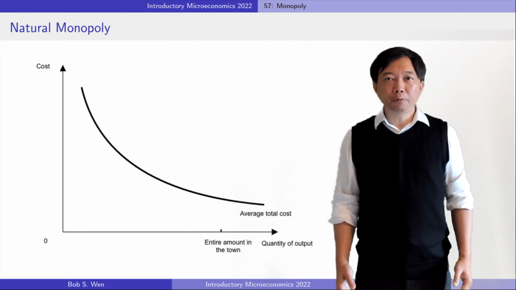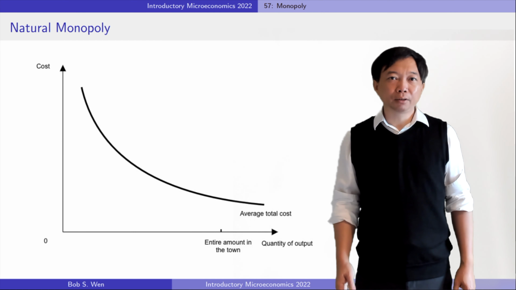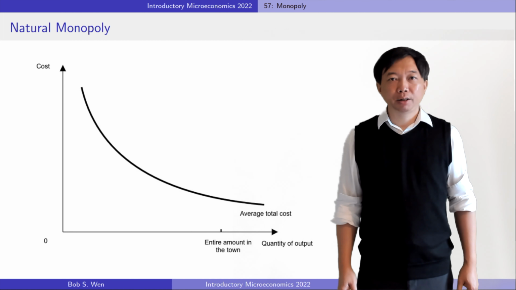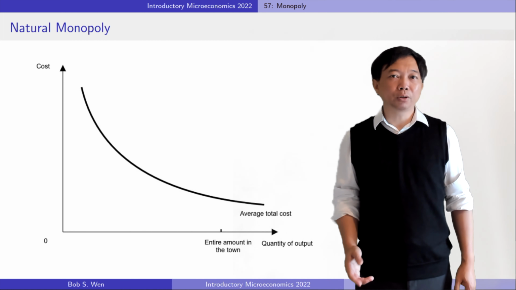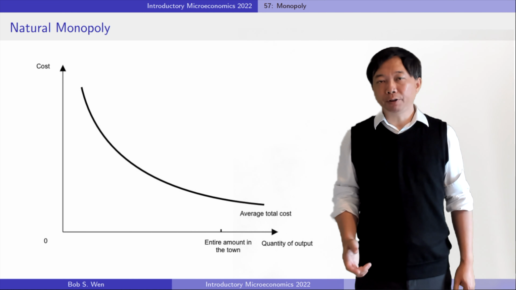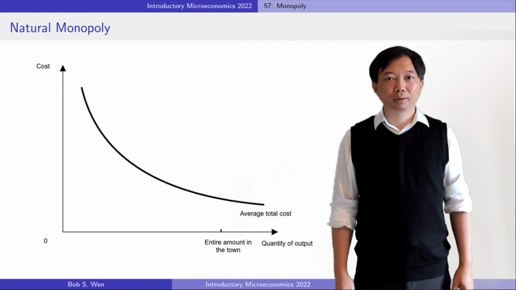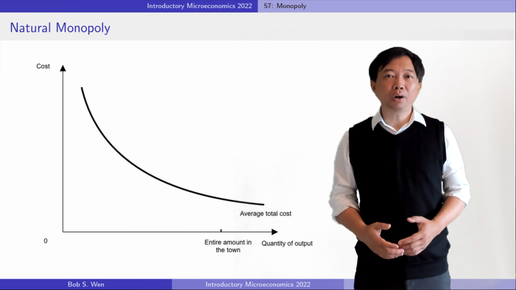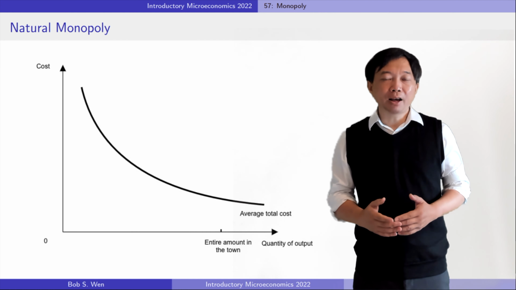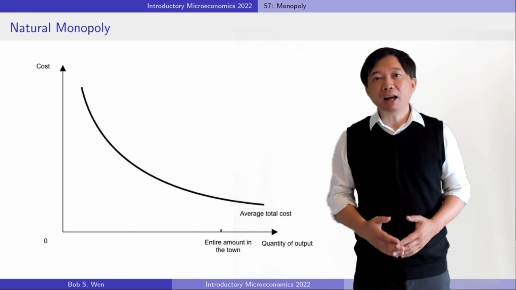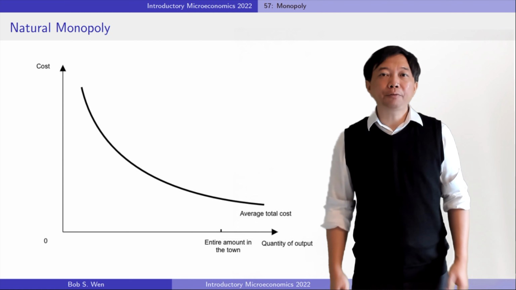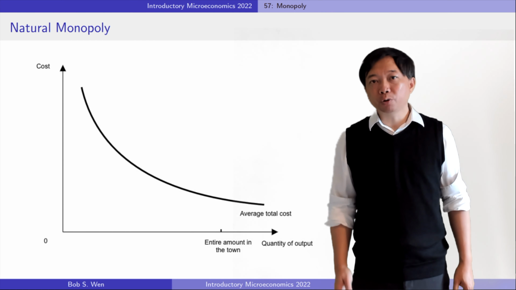If two or more firms compete in the provision of this service, each firm would have to pay the fixed cost of building a network, which raises the cost of providing a given quantity of water. Thus, the average total cost of water is lowest if a single firm serves the entire market. The other firms have no incentive to enter the market.